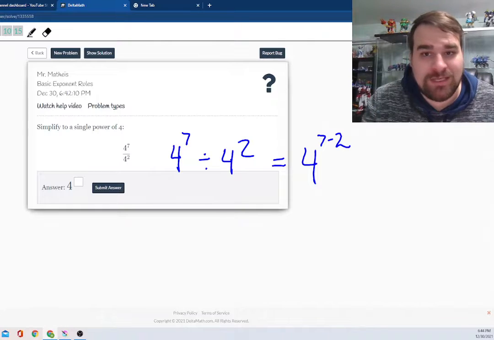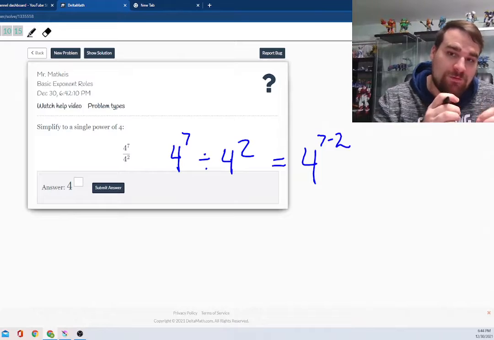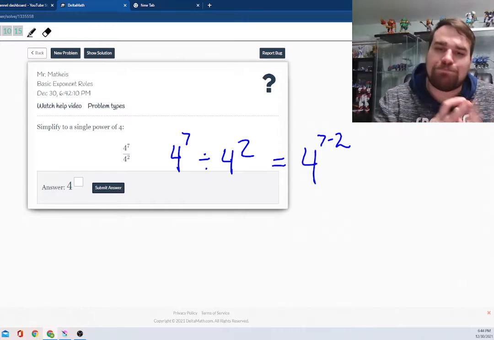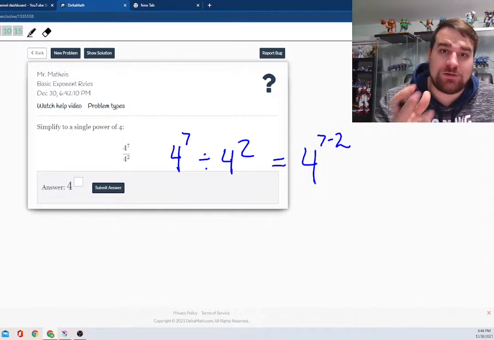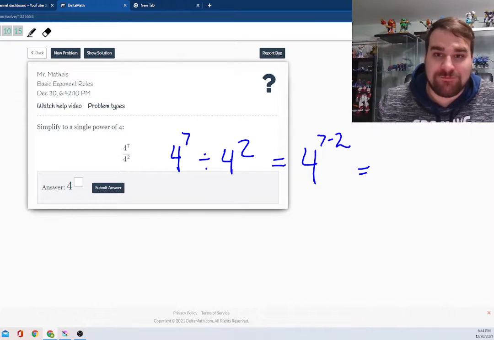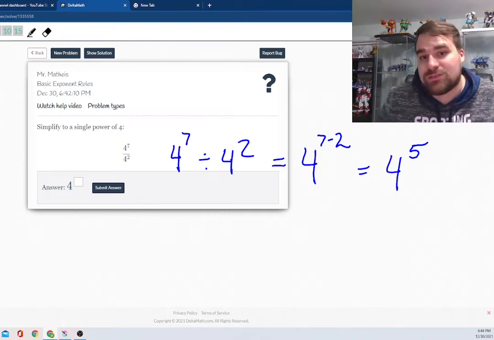It is important to make sure that we take the number on the top of the fraction, meaning the 7 exponent that's on the top, and put it as the first number in our subtraction problem. Otherwise, we're going to get a negative number, and that's not going to be good. It's a whole mess. But as long as we order that correctly, this is a foolproof process. 7 minus 2 is 5, right? So 4 to the 5th. And that's all there is to it.